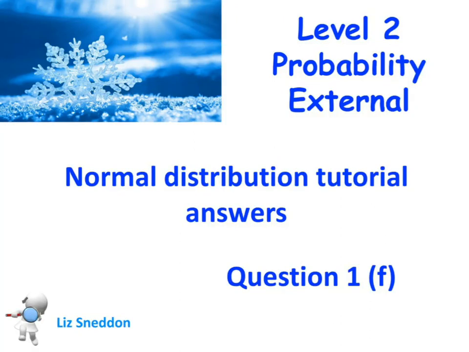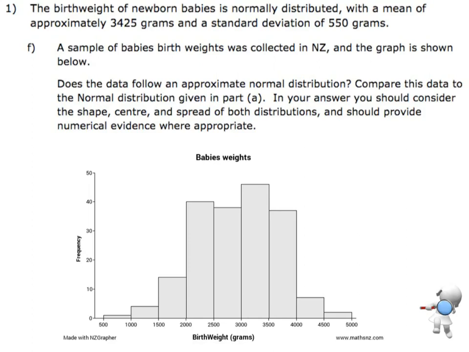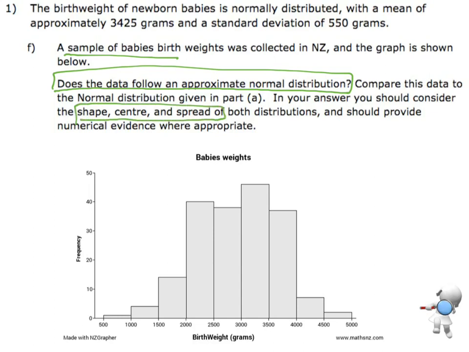Here's the answer to question 1F. So we have been given some information here, and we're told we've got a sample of babies, and we've got this graph down below. So we want to, first of all, does the data follow an approximate normal distribution? Okay, and we're told we should consider shape, centre and spread of the distribution.